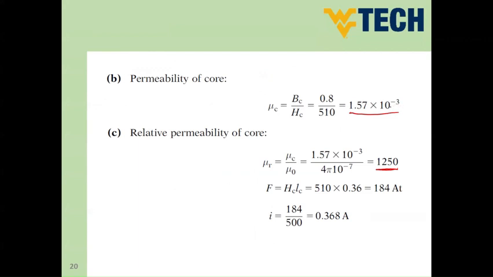Now, we can calculate the relative permeability. As we mentioned, the absolute permeability is well known. So just divide over the absolute permeability, you can get the value of the relative permeability. So the relative permeability is 1250 for this core. Take care that this value is not constant for the core all of the time. It depends on how much current is applied or how much H and B are there.